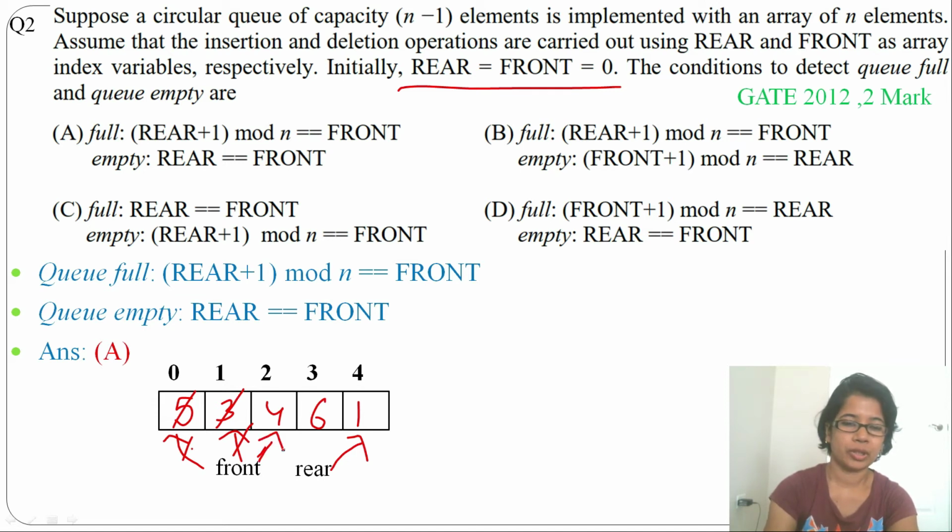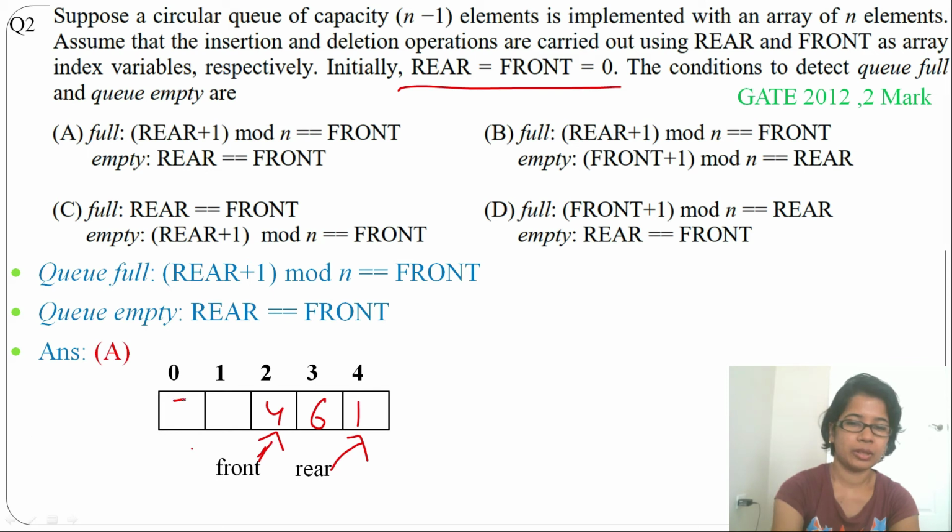Suppose you did 2 dequeues. Now suppose you want to enqueue something. Rear is pointing to here. Now just mark the formula. If you want to enqueue something, that will be rear equal to rear plus 1 mod n. Now rear is pointing to 4, so 4 plus 1 is 5, mod 5 is 0. So the next insertion will be here.